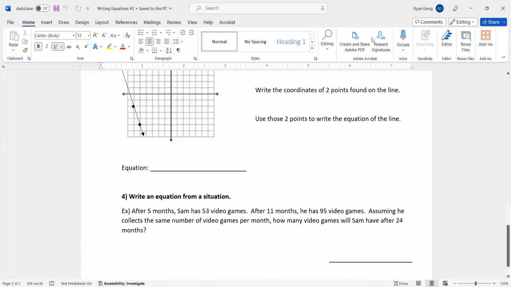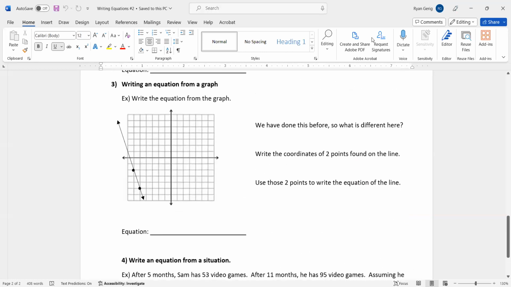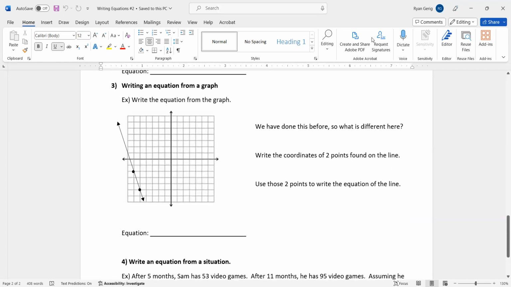Write the equation from a graph, and then we have a word problem. So we have done this before. So what's different here? Hopefully you see that the y-intercept is not on the graph.